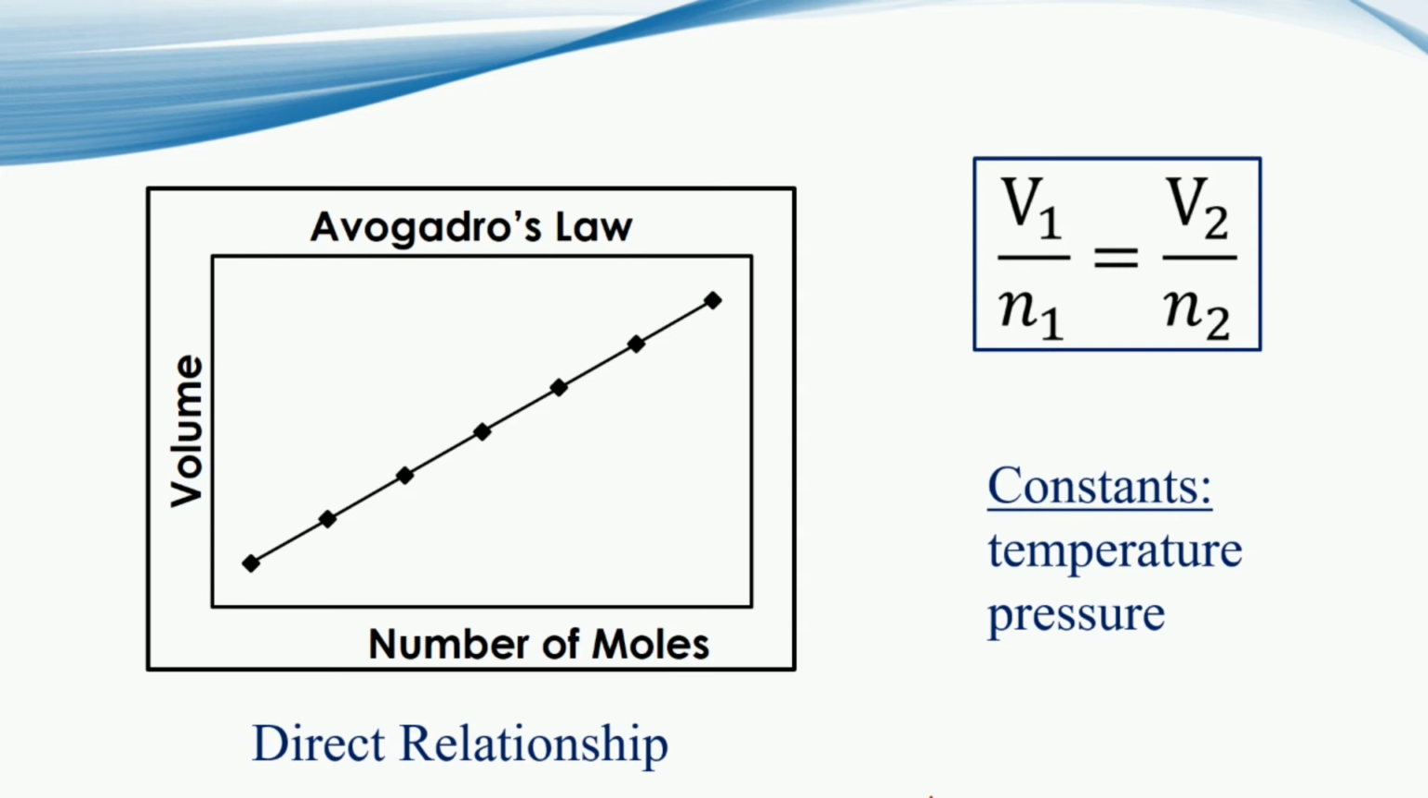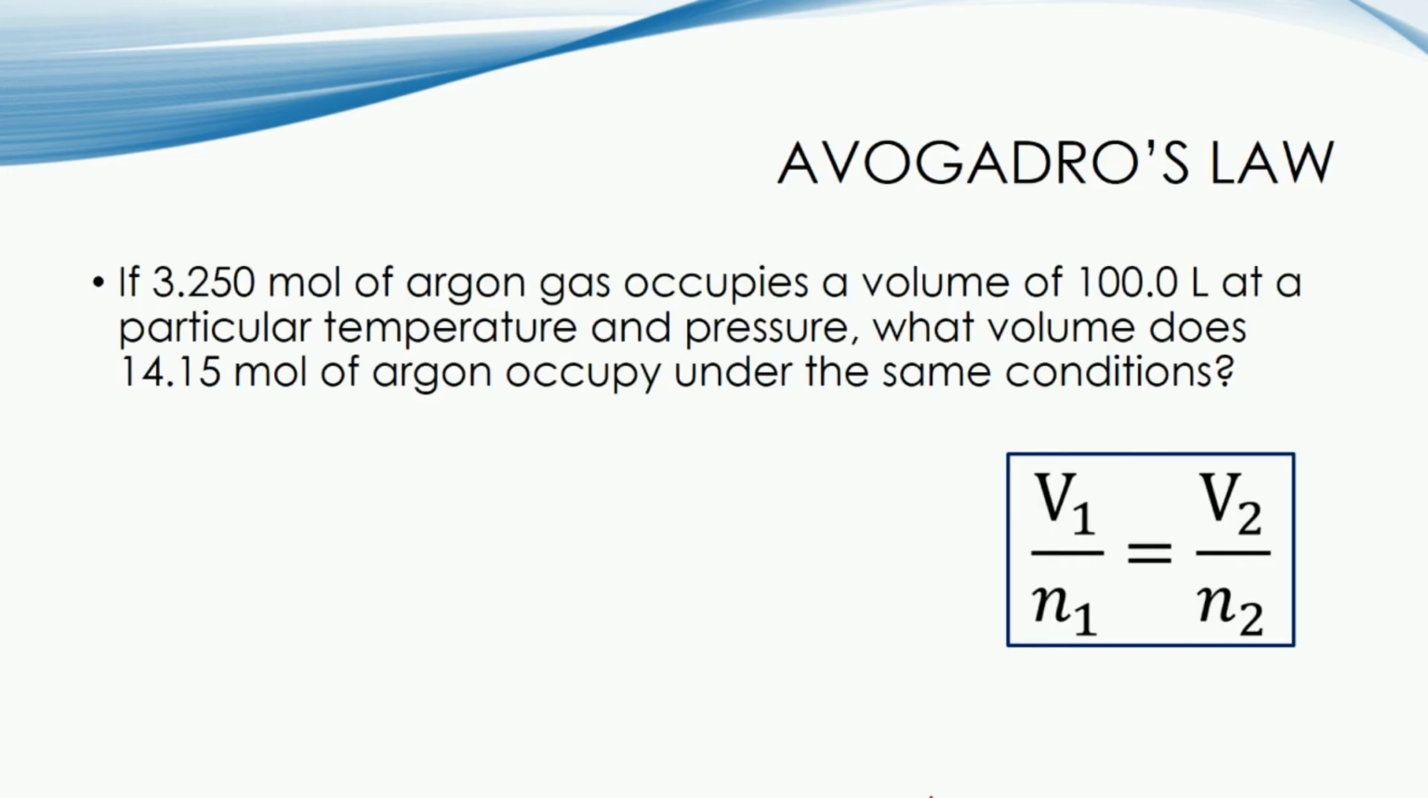So it's going to be a very similar equation, very similar process, and that's the beauty of the gas laws. Once you learn one, you pretty much know all the others. You just have to also remember that Boyle's law is inverse. So now let's look at an example for Avogadro's Law. The question states, if 3.250 moles of argon gas occupies a volume of 100 liters at a particular temperature and pressure, what volume does 14.15 moles of argon occupy under the same conditions?